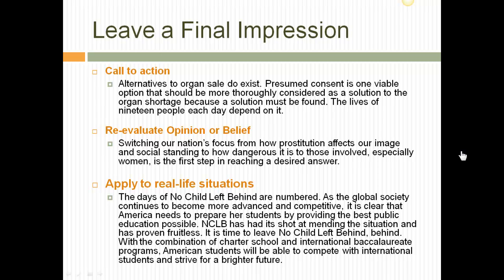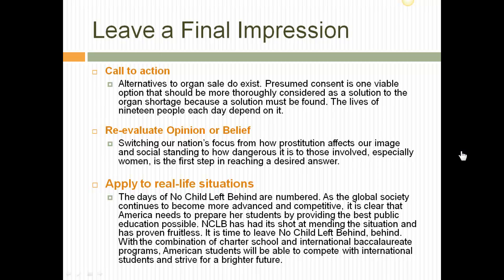Presumed consent is one viable option that should be more thoroughly considered as a solution to the organ shortage, because a solution must be found. The lives of 19 people each day depend upon it. It's also very thought-provoking because it reminds you that 19 people die each day because they lack access to an organ that is needed for a transplant.